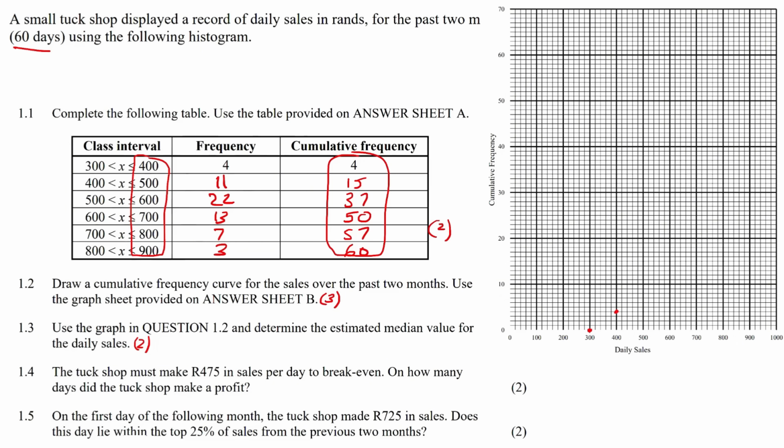500 with 15, 11, 12, 13, 14, 15. Oh, I know why. Okay, 600 and then goes with 37. 700 with 50. And then 800 goes with 57. And then lastly, 900 goes with 60.